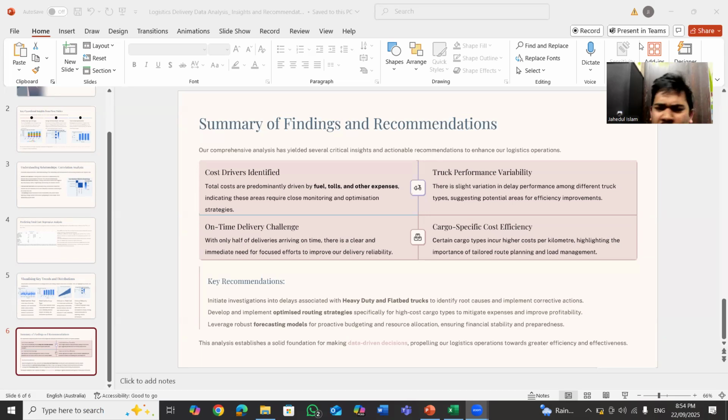So based on all of this data analysis, if I talk about recommendations, it's investigating delays in heavy duty and flatbed trucks. If we investigate this, that will be a good result. And optimizing routes for high cost cargo types like construction and materials, and leveraging forecasting to anticipate costs and plan and all. So this comprehensive analysis forms a strong foundation for data-driven decisions in logistics management.